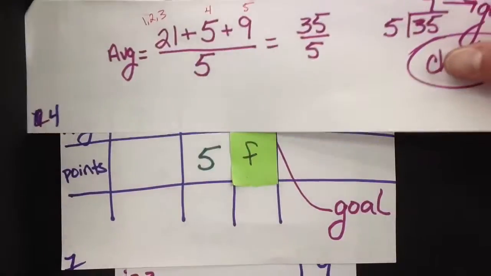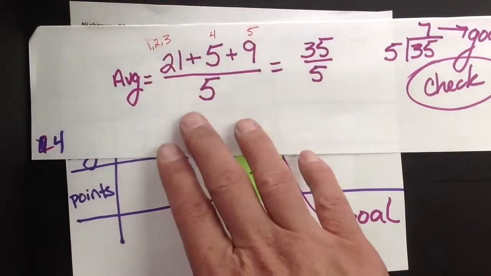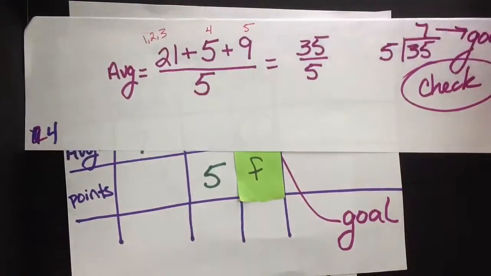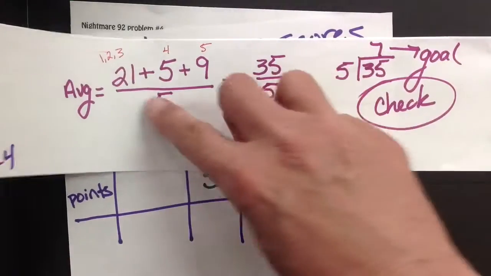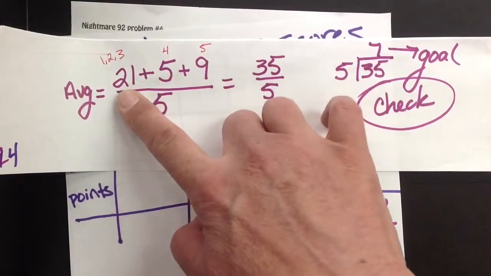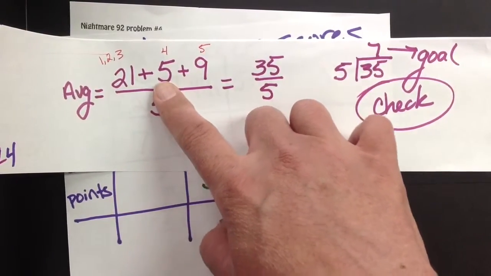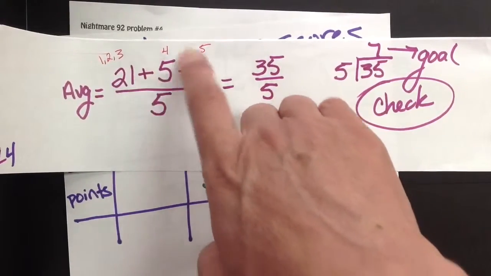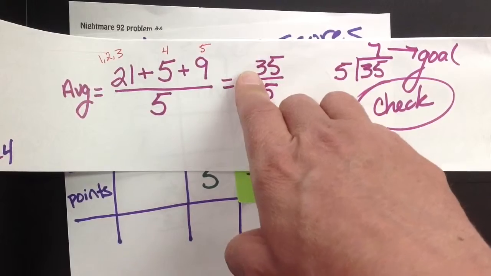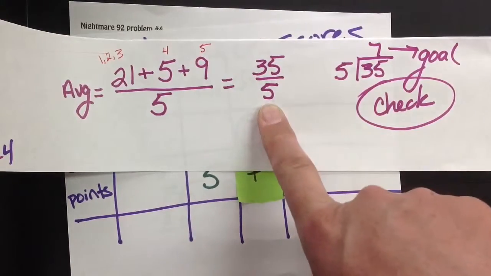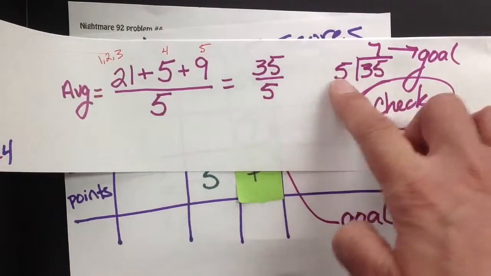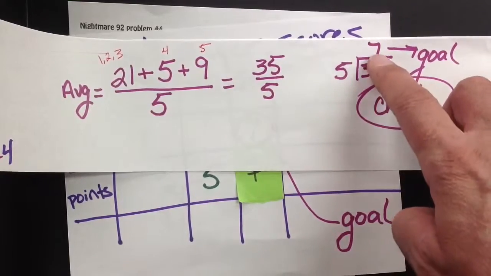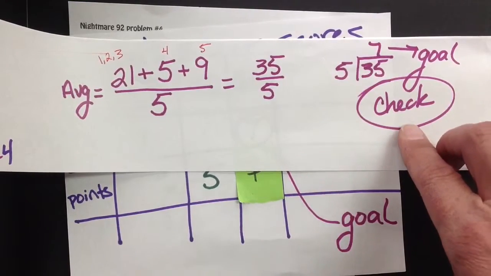Let's check, see if it works. We know that games 1, 2, and 3 get us 21 points. Game 4 gets us 5 points. And if game 5 is a 9, if we add these together, we get a 35, divide by how many games we played. If it was 5, 5 times 7 is 35. Therefore, her new average does meet the goal.